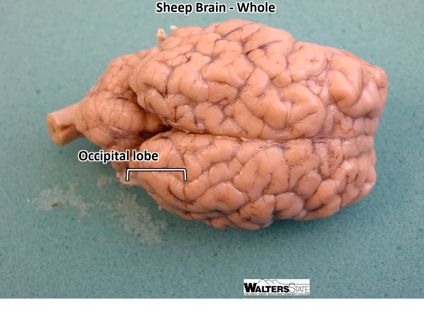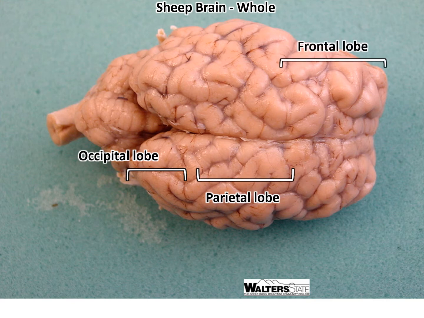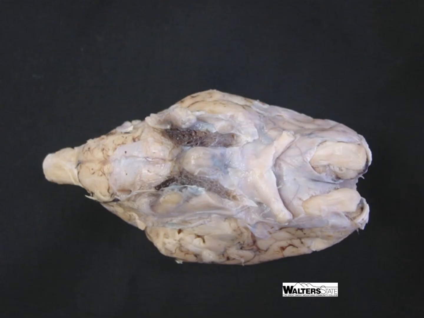And this is the occipital lobe. This is the parietal lobe. And this is the frontal lobe. The temporal lobes, we don't have a really good view of these at this angle. So taking a look at the underside of the brain, you can see a number of different structures.